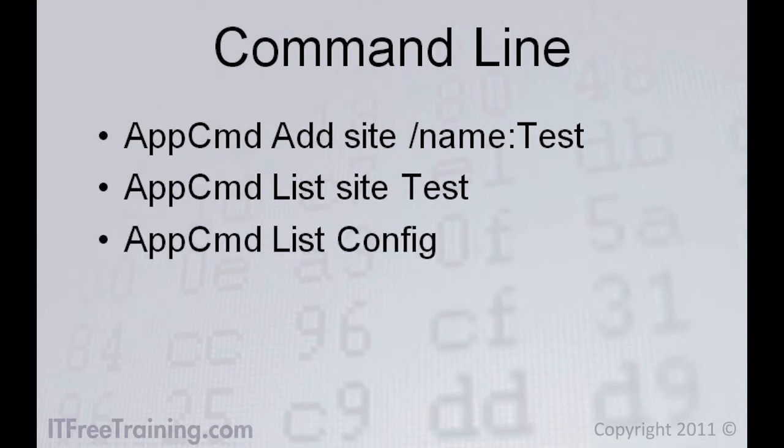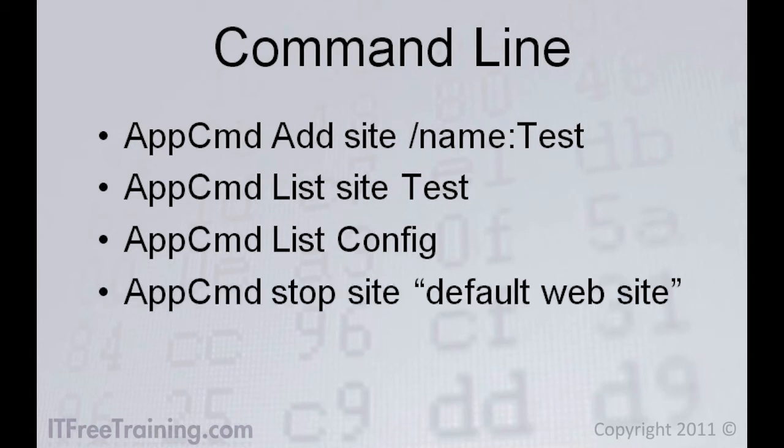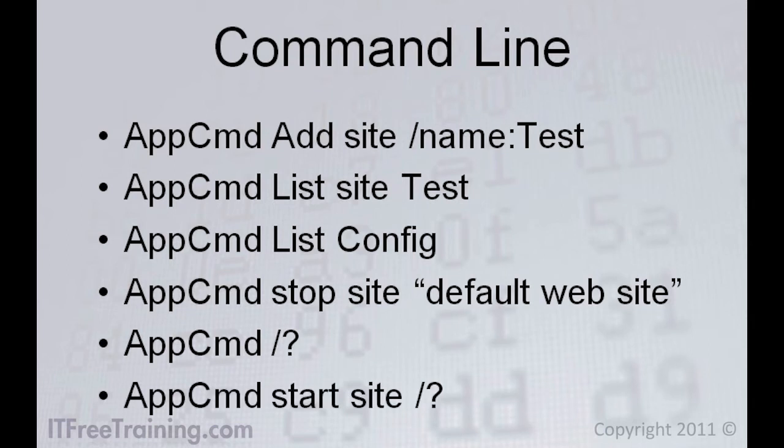The appcmd executable also allows you to stop and start websites. For example, if you want to stop the default website, you could use the following command. If you ever need help using a command, use the /?. If you need help with a particular command, enter the command followed by /?. Using appcmd, you can automate your IIS configuration. If you have a lot of IIS servers, using the command line can speed up making changes to your sites.